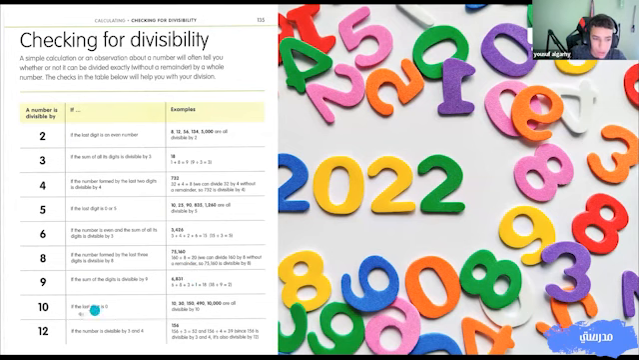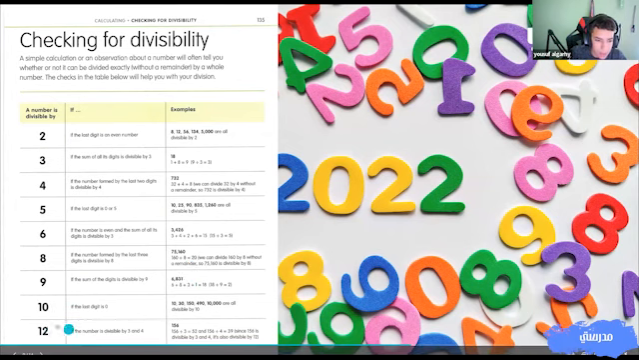Okay. So now we have 10. So any number is divisible by 10 if the last digit is a 0. Okay. So 10, 30, 150, 490, and 10,000 are all divisible by 10 because the last number is a 0.